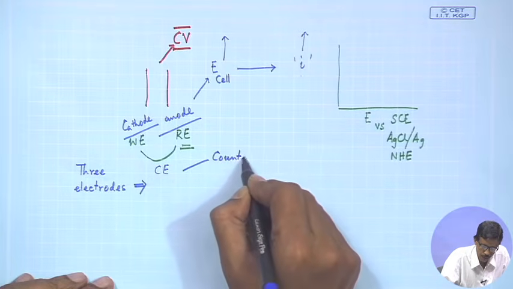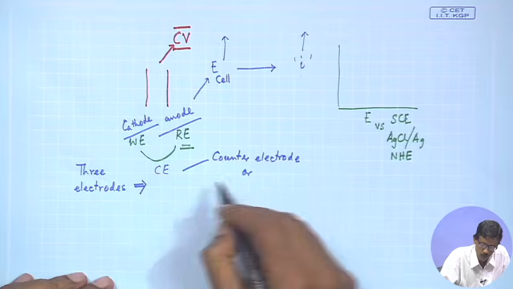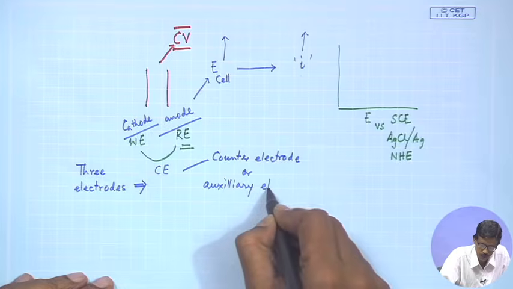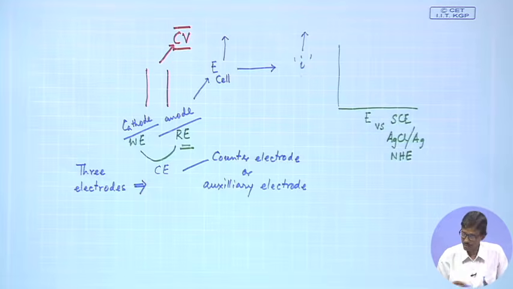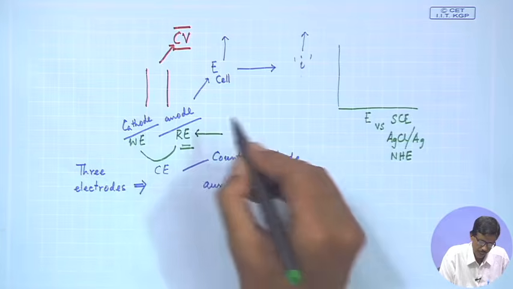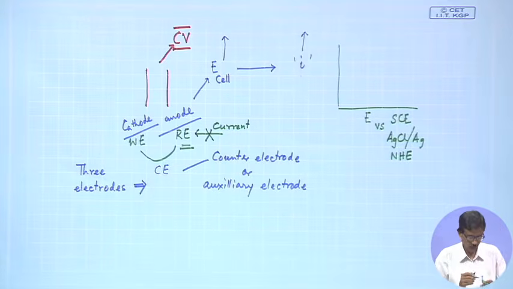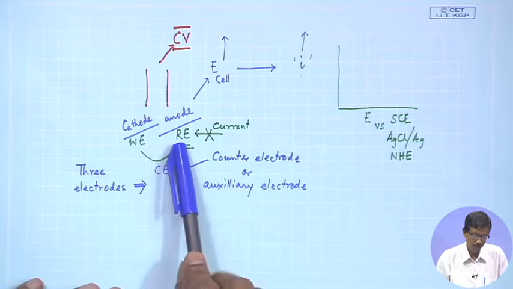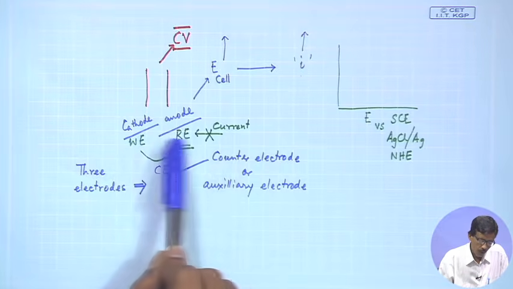So, it will be the counter electrode or auxiliary electrode. As we discussed, we promised that we will not allow any electron, charge or current to pass through the reference electrode, because if we pass current through the reference electrode, the meaning of using a reference electrode to monitor the working electrode potential would be meaningless. So, we will not allow any current.